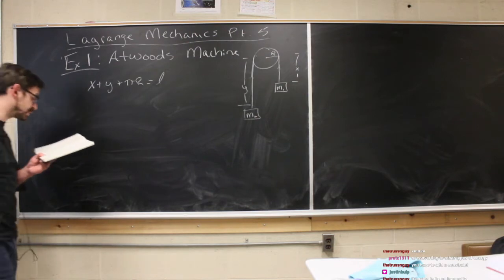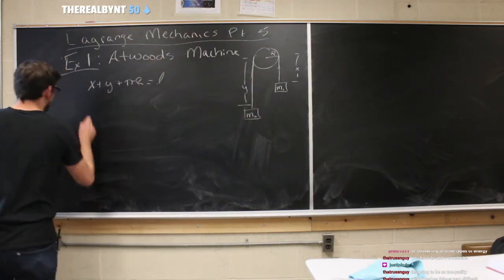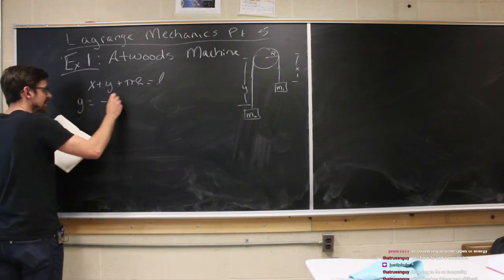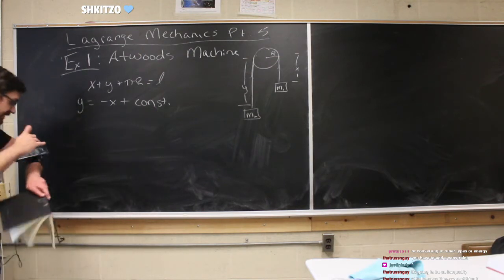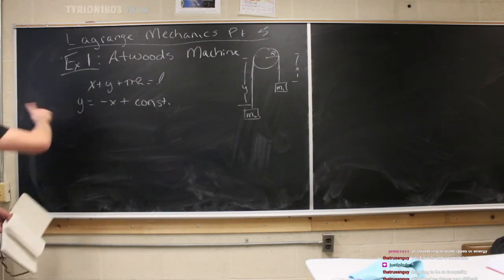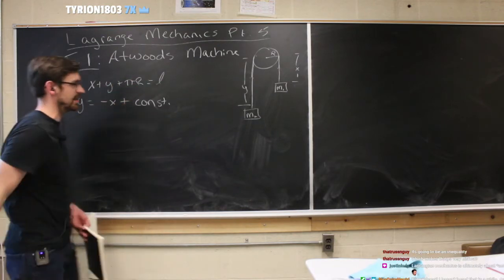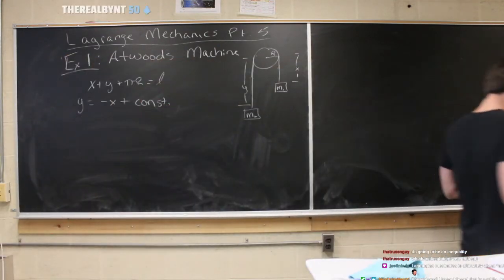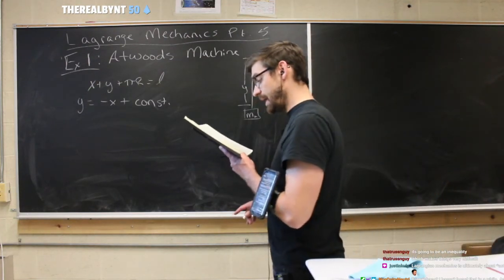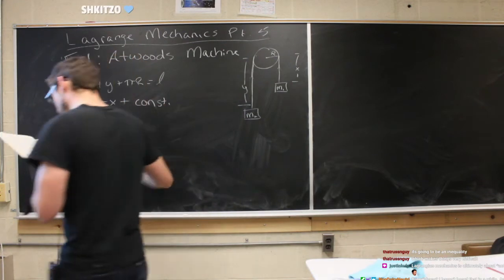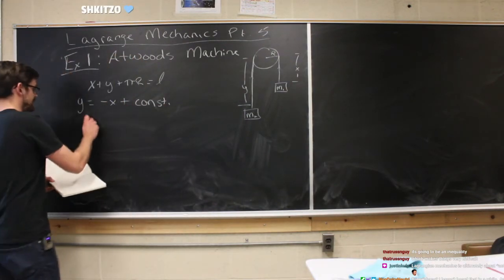So if we wanted to rewrite one of our two variables in terms of the other, we're going to rewrite y in terms of x plus some constant, right? Where all of the rest of this is just some constant. So pi r and L is just some constant. We don't really care too much about them. But x is our generalized coordinate, right? So x is our generalized coordinate.